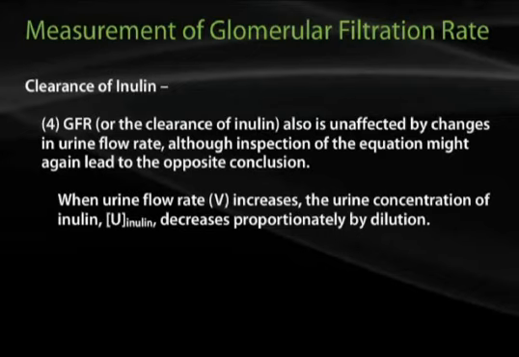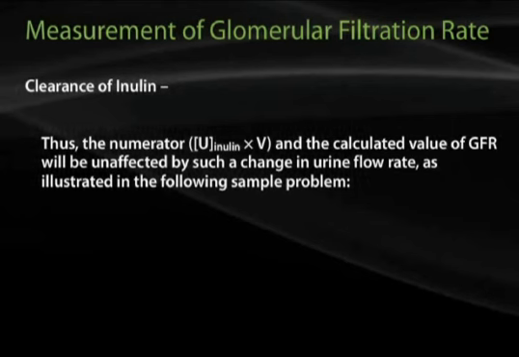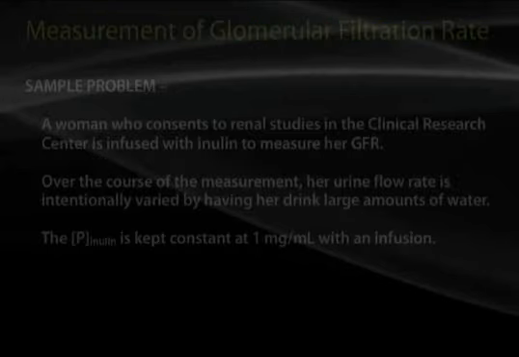Number 4. GFR, the clearance of inulin, also is unaffected by changes in urine flow rate, although inspection of the equation might again lead to the opposite conclusion. When the urine flow rate increases, the urine concentration of inulin decreases proportionally by dilution. Thus, the numerator and the calculated value of GFR will be unaffected by such a change in urine flow rate. This is illustrated in the following sample problem.